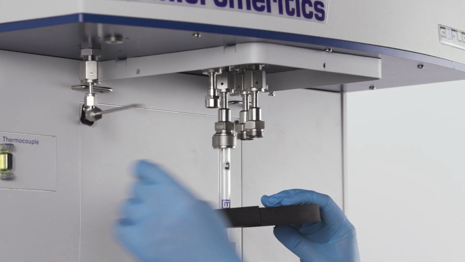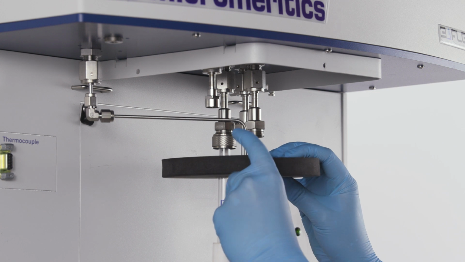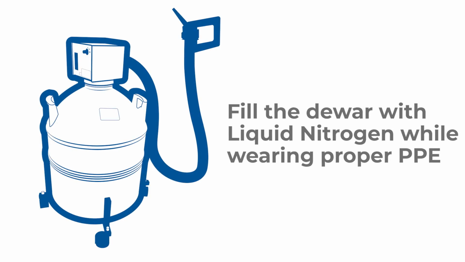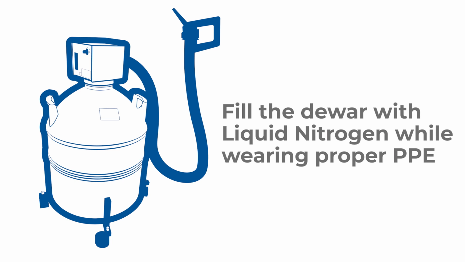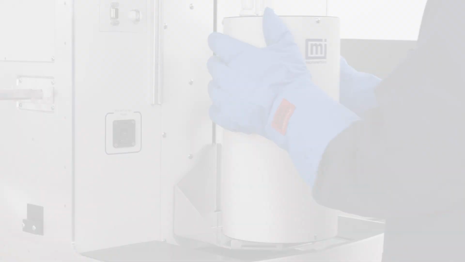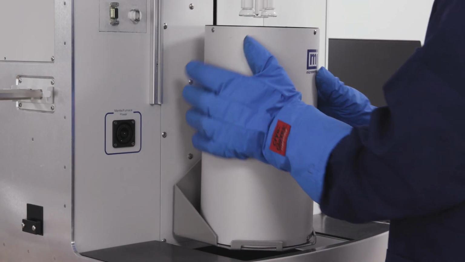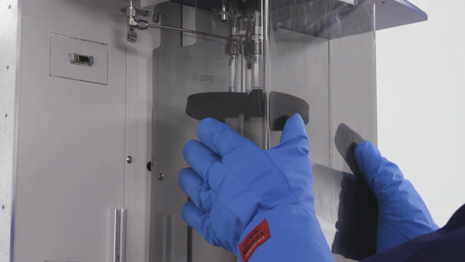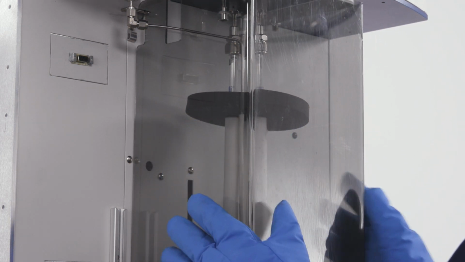Place the p0 tube into the proper position within the sample holder. Once the samples are properly loaded, fill a dewar with liquid nitrogen, making sure to wear the proper PPE. Place the filled dewar onto the elevator. Lastly, place the splash shield on the unit. The samples are now ready for analysis.